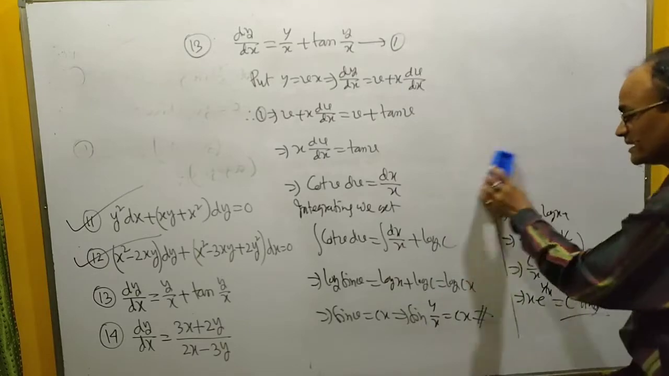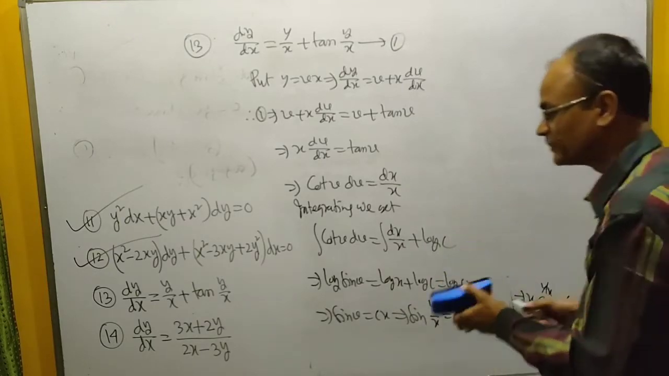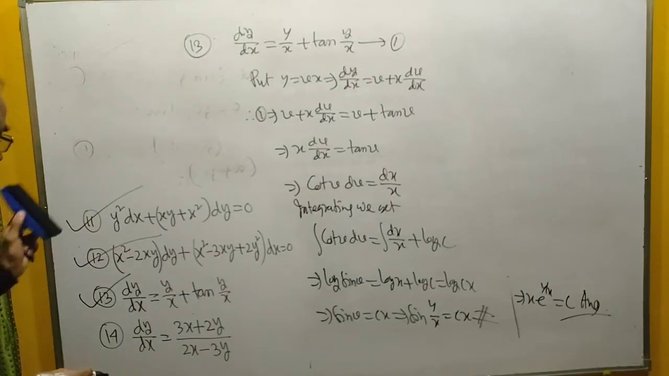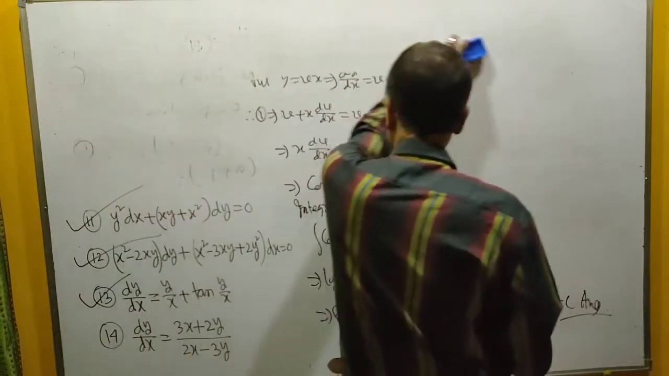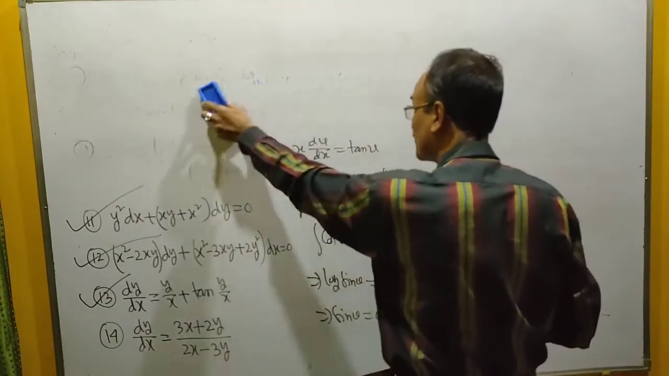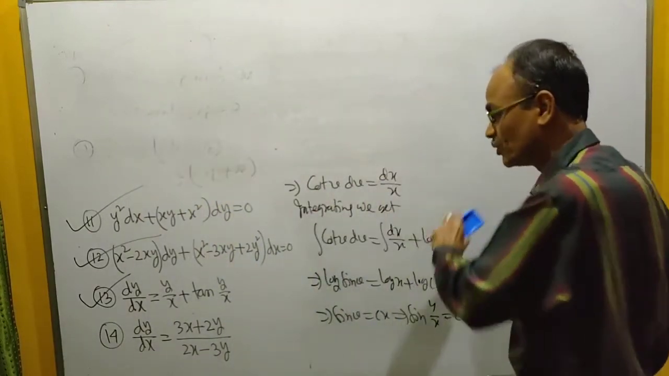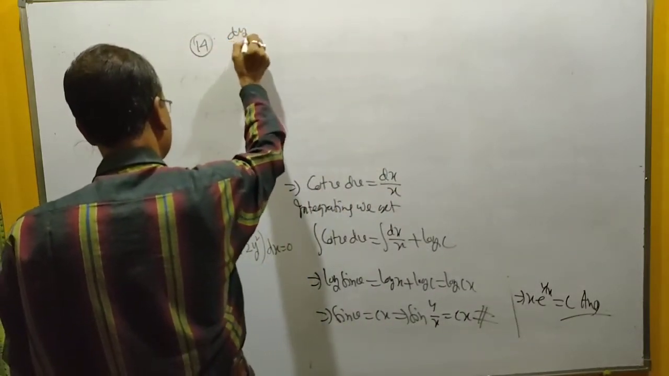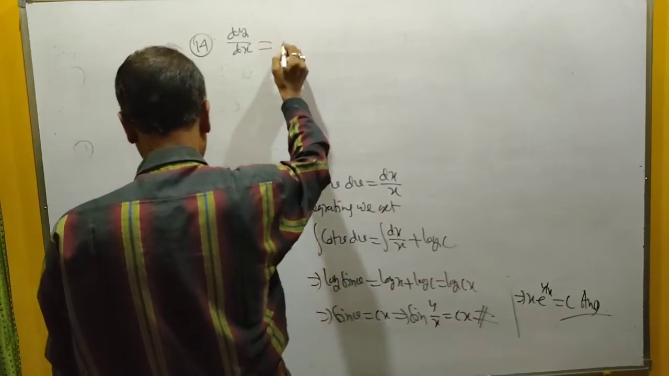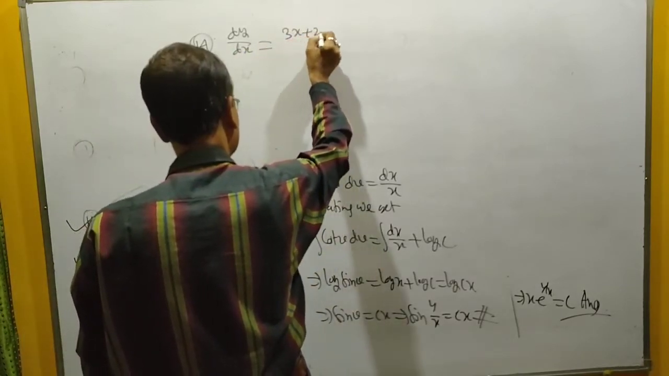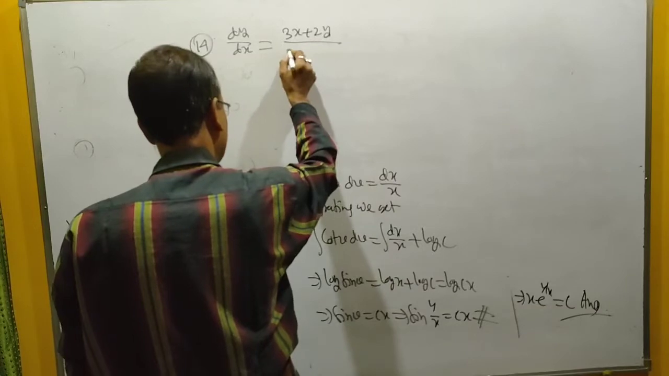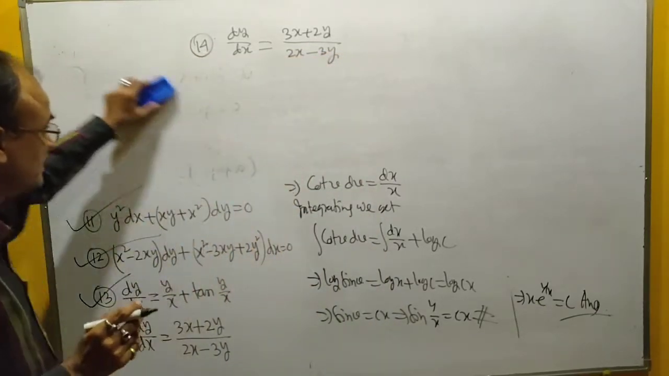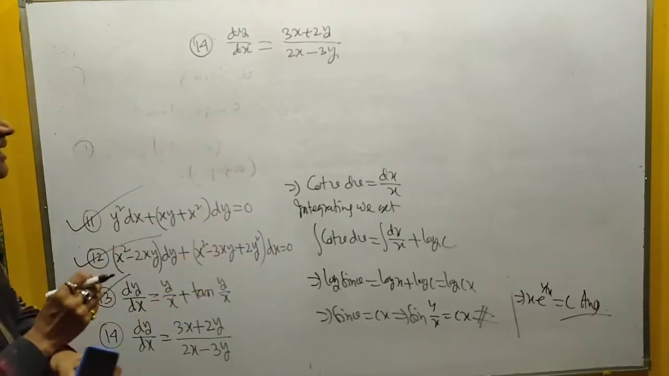Now, today's last problem, question number 14. Let us solve question number 14. We have solved question number 13 also. Question number 14 is dy by dx equal to (3x plus 2y) divided by (2x minus 3y).